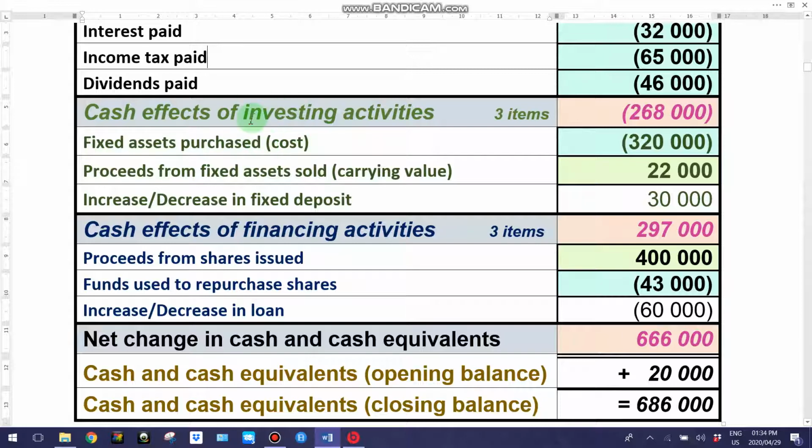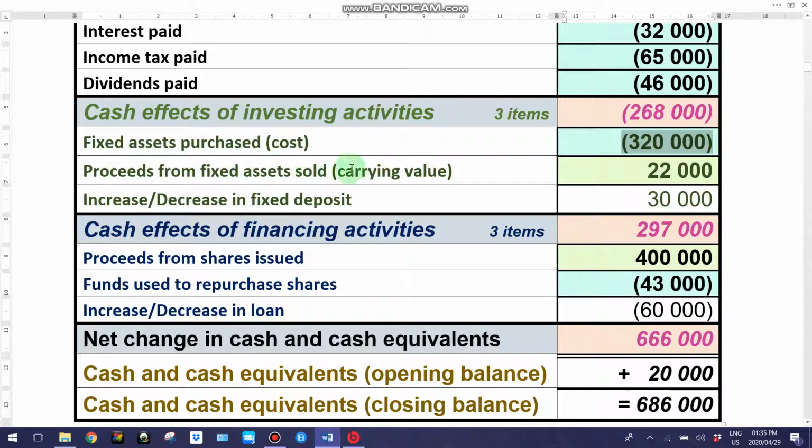So in this section here, the largest one would be my fixed assets purchased. Now, when the company is investing money to buy fixed assets, we are spending money, and you know from your discussions on fixed assets, whenever we buy fixed assets, we always show them at cost. So this amount would be the cost of the fixed assets purchased during the financial year. Money spent to buy fixed assets is going to represent an outflow of cash, and that is why we have the brackets there.